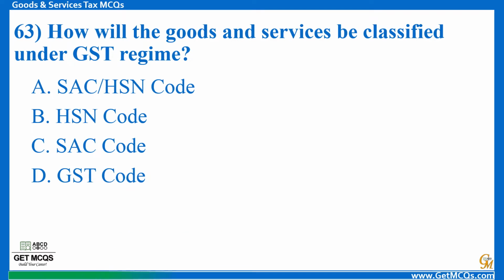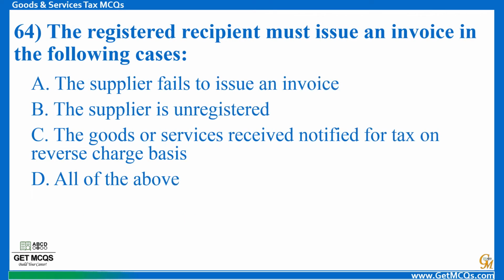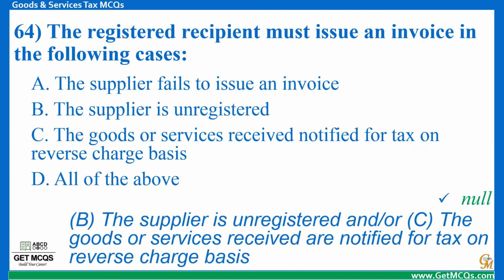63. How will the goods and services be classified under GST regime? Answer: Option A. Goods, HSN code; service, SAC. 64. The registered recipient must issue an invoice in the following cases: B. The supplier is unregistered and/or C. The goods or services received are notified for tax on reverse charge basis.